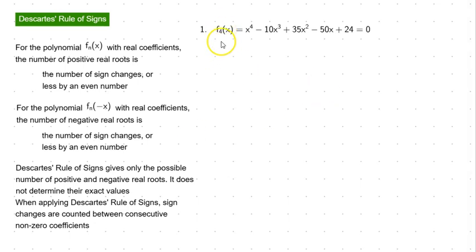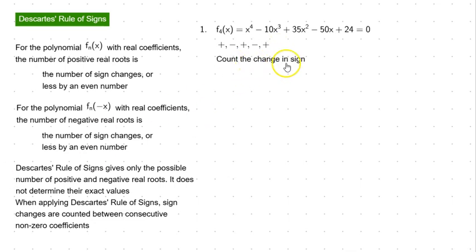We have f sub 4 of x equal to x to the power of 4 minus 10x cubed plus 35x square minus 50x plus 24 equal to 0. Let's apply Descartes' rule of signs. The signs that we have: first term has plus, then minus, then plus, then minus, and then finally plus.